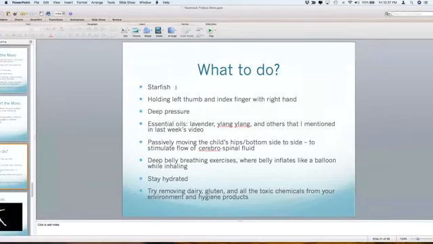And again, deep breathing exercises. The belly needs to inflate like a balloon when inhaling. A lot of times when we breathe in, the belly goes flat and up into the lungs, like the diaphragm goes up.